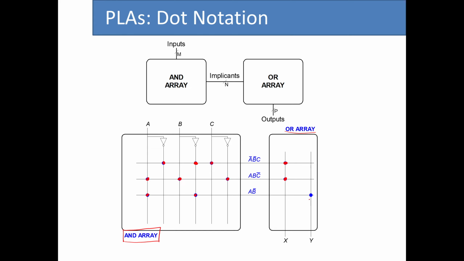Similarly for Y, since it is only created by A, B bar, I only put this dot here. So as you can see, these dots and these dots mean 2 different things, because this is an AND array. These dots mean that all these variables are being ANDed together to create the implicant. This one, since it's an OR array, it means that all of these implicants are being ORed together.